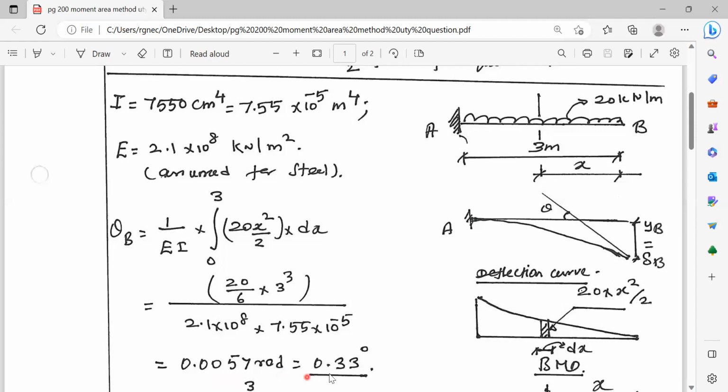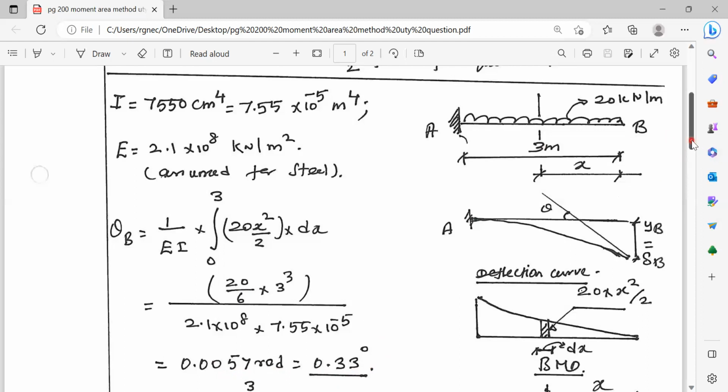If you want to get it in degrees, multiply this by 180 and divide it by pi. This into 180 by pi will give you the degrees, that is 0.33 degrees. This is the value of the slope at the point B. We have applied Mohr's first theorem between the points B and A.